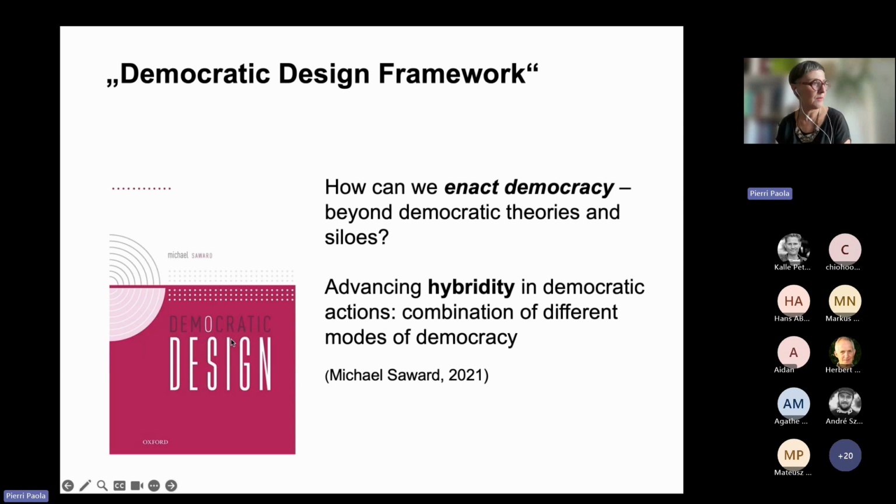And with a real aim, which I also think is really interesting, of fighting what he calls the risk of ossification of our democratic forms, where we get stuck in how we understand democracy and how we practice democracy, and we repeat that again and again. Soward sees a role for design and puts forward this democratic design framework exactly to advance hybridity in democratic actions, by combining different modes of democracy, but also by deconstructing other ways of doing democracy and the assumptions we make about them, which we are used to seeing or understanding.